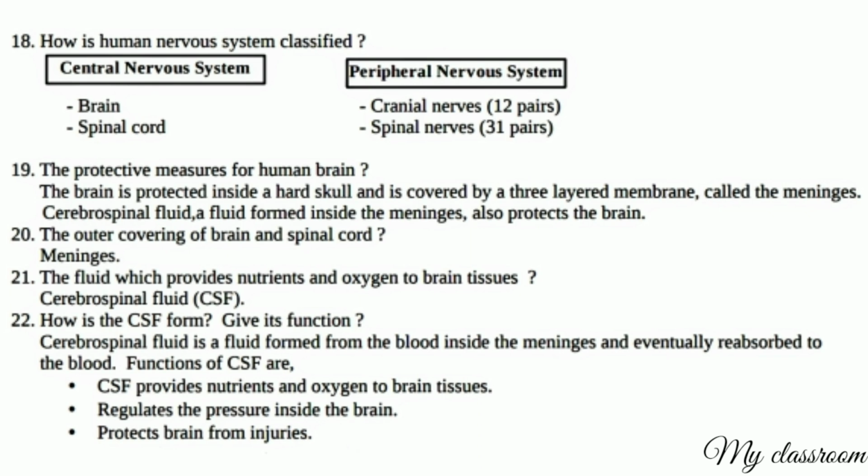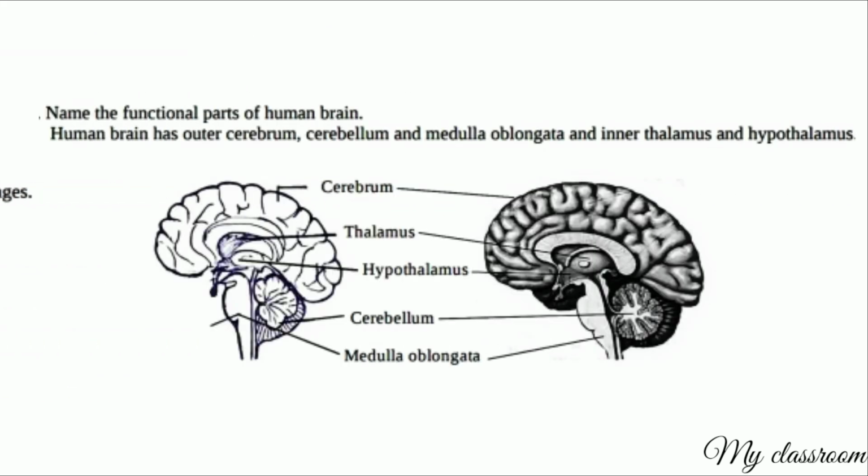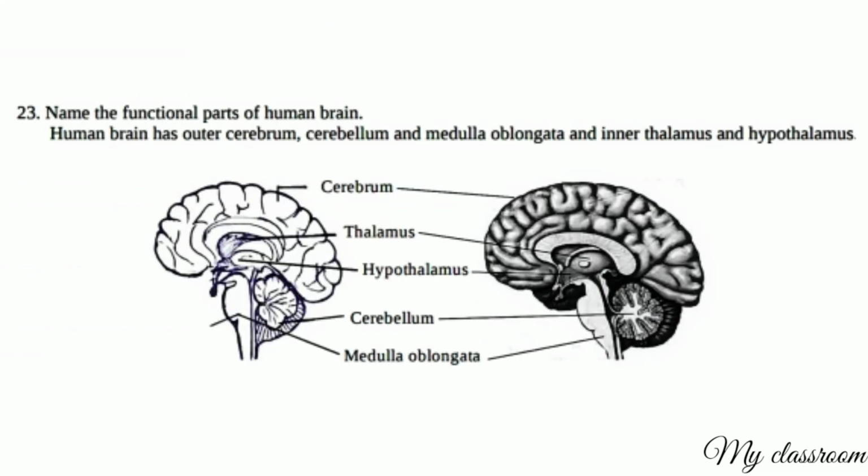Name the functional parts of the human brain. The human brain has the outer cerebrum, cerebellum and medulla oblongata, and the inner thalamus and hypothalamus.